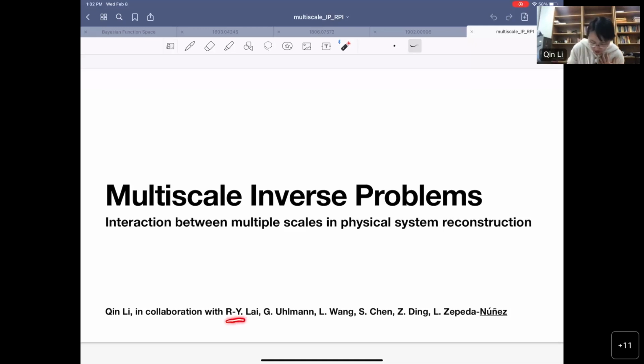Ru Yulai was a student of Gunther Uhlmann, and they are really my guiding people into this inverse problem community. Li Wang is my longtime collaborator. Shi Chen and Zhi Yan were my students. Zhi Yan is currently at Berkeley as a postdoc. And Leonardo is my new colleague, and he's really the expert on the wave inversion side.